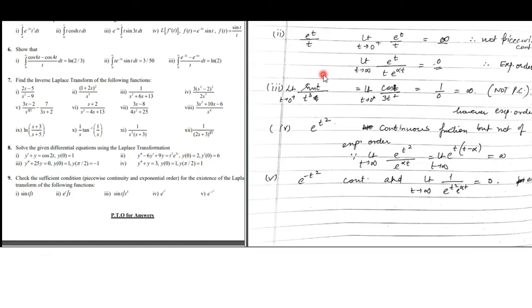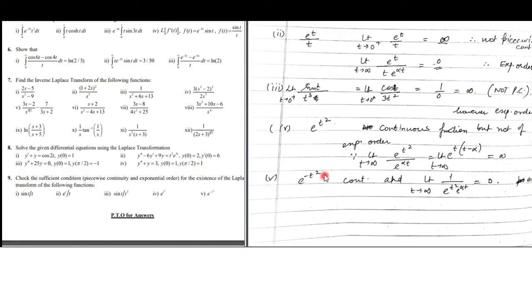Similarly, sin t upon t cube, this function is continuous except at t equal to 0. When we find out the limit, we get infinity. So it is not piecewise continuous. However, it is of exponential order. Similarly, the fourth part, e to the power t square, we know that this is a continuous function for every t, but in this case it is not of exponential order because when you find out the limit as t approaches infinity, f(t) upon e to the power alpha t, we are having infinity. It's not a finite value, so this function is not of exponential order.